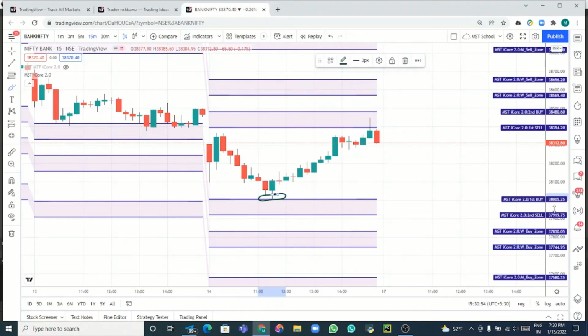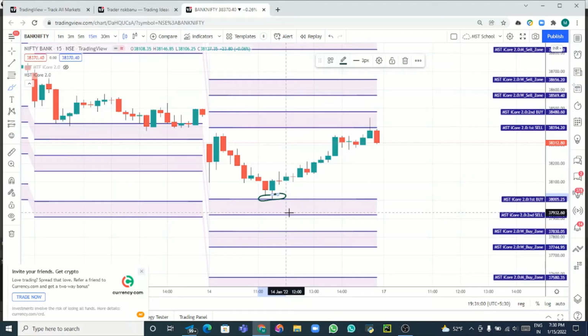Our entry was 38,005. Since it is a spot value, we will be taking the entry when it comes to the nearby value. Similarly, when it goes here, here also we got the entry. Exactly, if we enable the targets, the first target would be achieved.